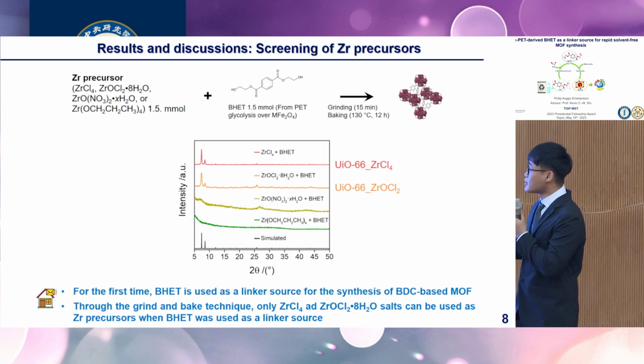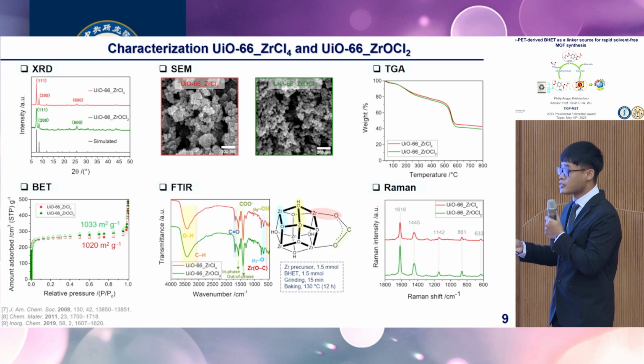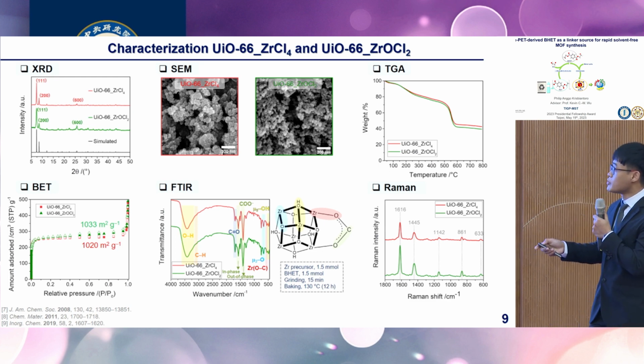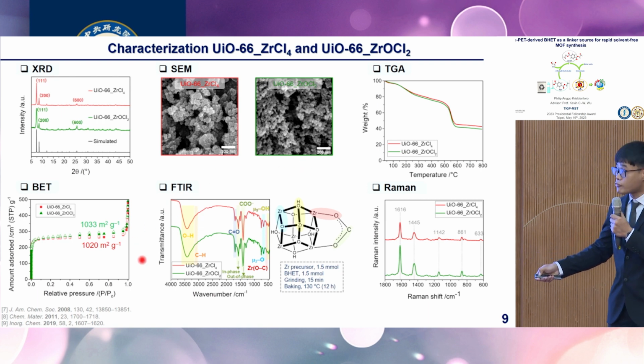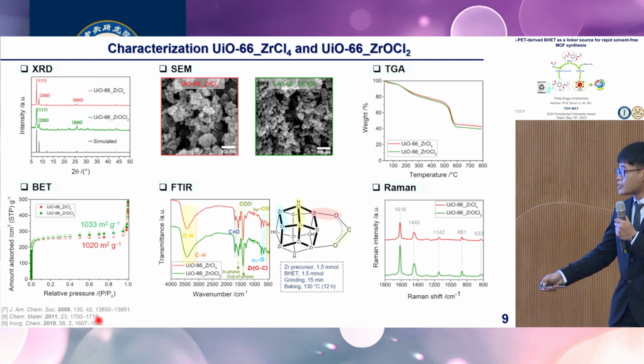And to further confirm that the synthesized material was really UiO66, I characterized the material using several types of characterizations, including XRD, SEM, TGA, PET, FTIR, and Raman spectra. And as we can see here, all of these characterization results are typical results from UiO66 and very similar to the paper that first reported UiO66 in this journal.